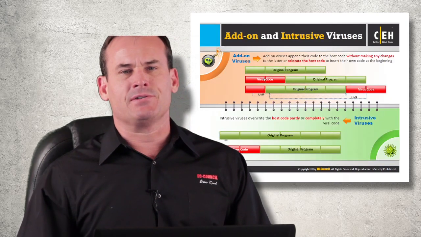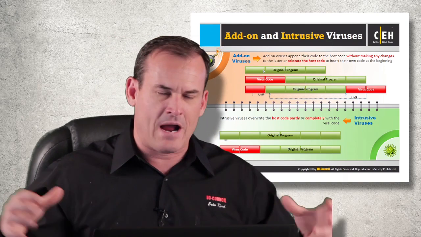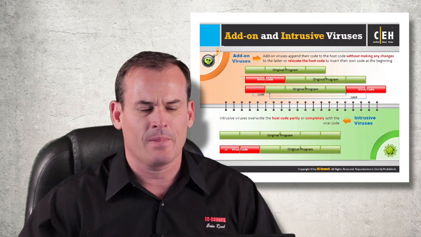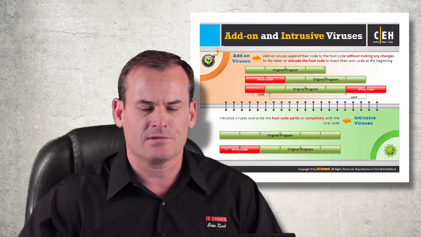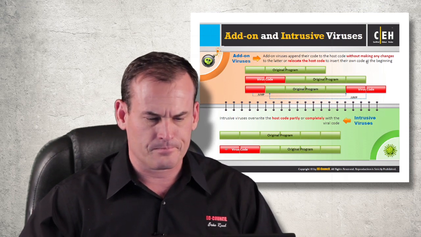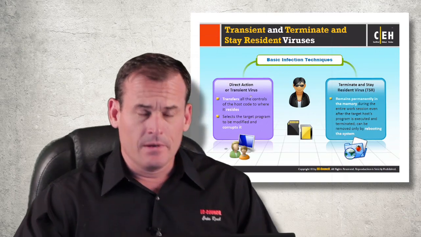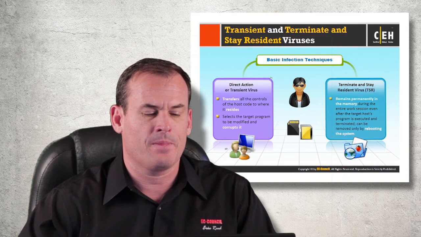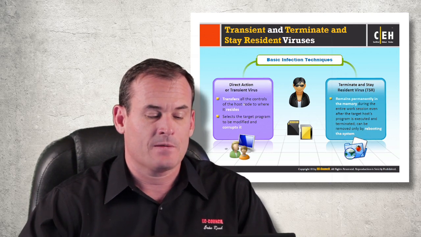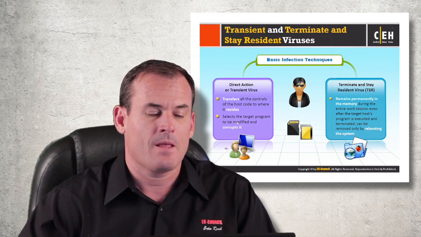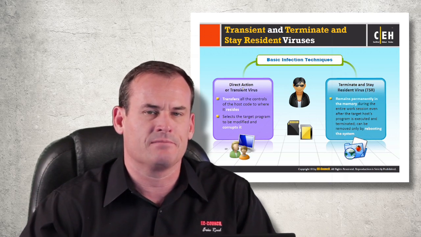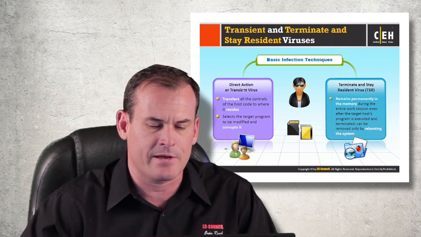Add-on and intrusive viruses append to or write into the host, plain and simple, without making any changes to the latter, or relocate host code to insert their own code at the beginning. Direct action, or transient virus, transfers all controls of the host code to where it resides, such that the target program is modified and corrupts it. Your standard action for a virus is typically launch, execute, go dormant again, or go back to sleep.